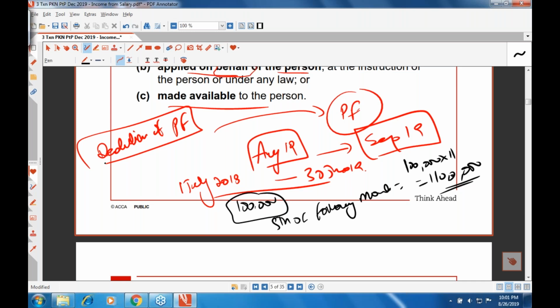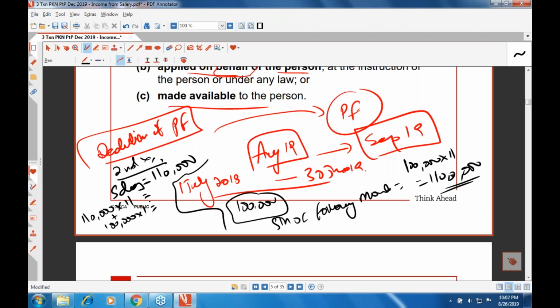Now, let's talk about the second year. Your salary is now increased to 110,000. So if you want to calculate your income for the second year, it is going to be like this: 110,000 into 11 plus 100,000 into 1. Now you would say why? The reason is that in the second year my salary has increased to 110,000. So I'll be getting 110,000 for 11 months, and for another month I'll be getting 100,000 pertaining to the previous tax year.